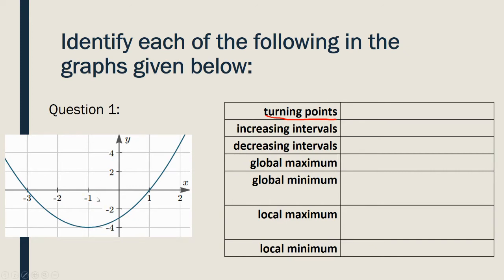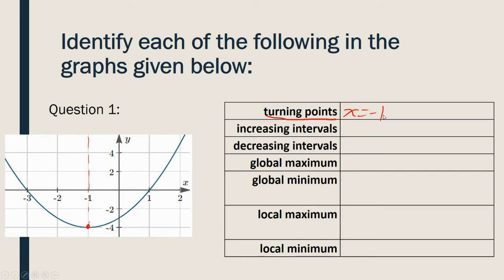Well, a turning point is anywhere the graph changes from increasing to decreasing or decreasing to increasing, anytime it changes direction. So this is going down all the way to right here, and then it changes direction and starts to go up. So that is a turning point. We're going to identify that turning point with the x coordinate. So right here at x equals -1, that's a turning point. And that's the only one in the case of this graph.